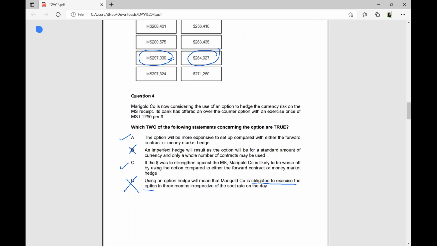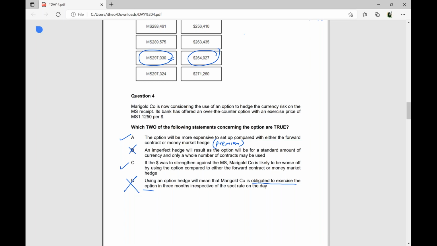Why I'm explaining: the option will be more expensive to set up. This is written in the Kaplan text, that options are more expensive than forward contracts or money market hedging. Why? Because options require payment of a premium. So if you have just learned the features of options, you can answer this. I used reverse working, removing D and B to reach the correct statements, but you can just kick off with the correct statements. It's clearly written in Kaplan that an option is more expensive than others because it involves a premium. So A is correct.